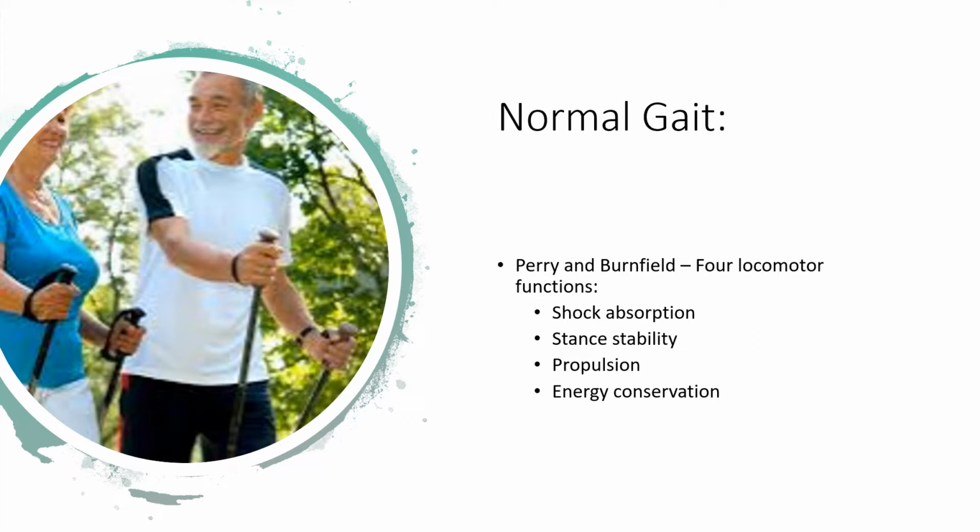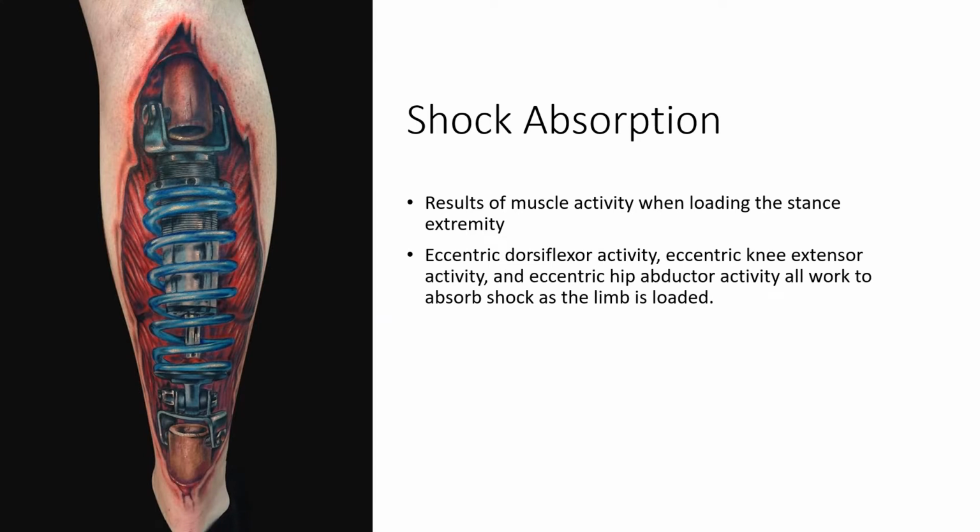Normal gait has been defined in your book and is made up of 4 different locomotor functions based on Perry and Burnfield's work. In the next few slides, we will discuss these 4 functions. The first one is shock absorption, just kind of like what it sounds like. It results from muscle activity when loading that stance extremity. So you can think of the gastroc being one of those that can do that as we bear weight on it with initial loading. You can also think of the eccentric dorsiflexor activity, eccentric knee extensor activity, and eccentric hip abductor activity all work to absorb the shock of the limb when it's loaded.